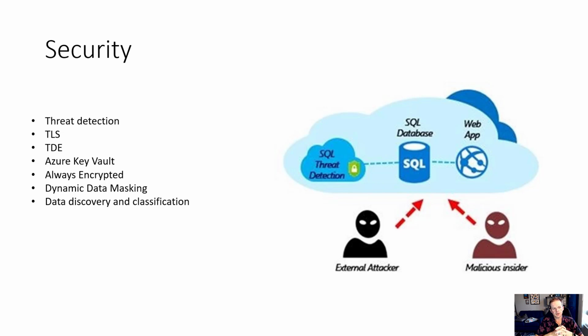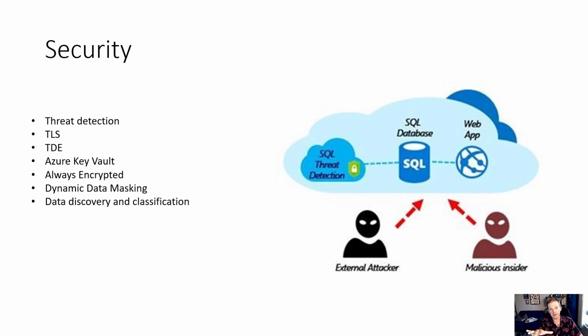TDE, transparent data encryption. That is encryption at rest for both your backups and your MDF files, your actual data files. That is turned on in Azure SQL Database. You can't turn it off. With on-premise, you do have to turn that on and get a certificate and do all the work to get that going, right? You get integration with Azure Key Vault. Always Encrypted works with it. Dynamic data masking works with it. Data discovery and classification work with it.